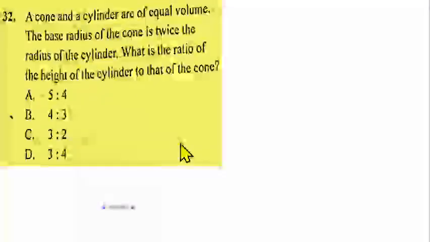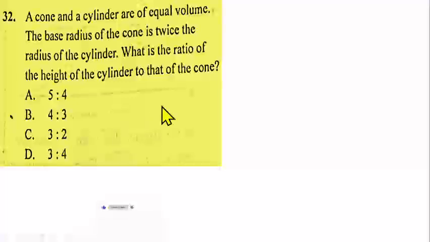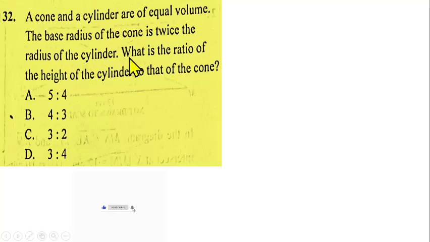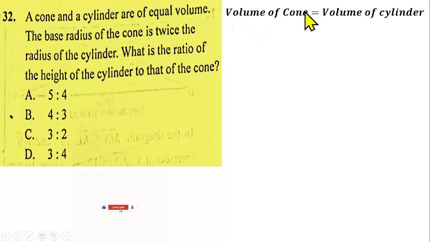Question number 32 is from mensuration of solid shapes. We are told that a cone and a cylinder are of equal volume. The base radius of the cone is twice the radius of the cylinder. What is the ratio of the height of the cylinder to that of the cone? So we are told that the volume of the cone and that of the cylinder are equal.